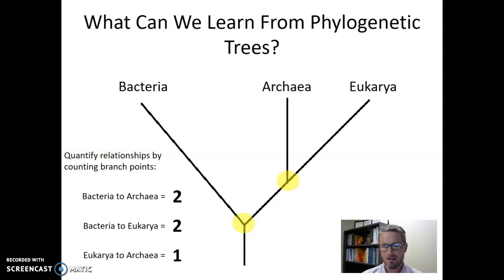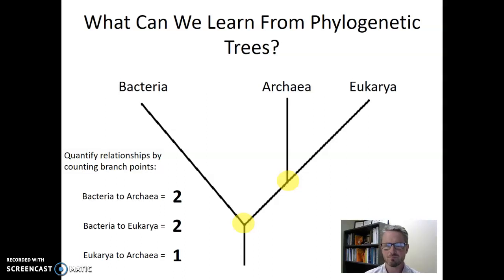So that's how we can analyze one of these phylogenetic trees. Identify the branch points, and then count the branch points that are between 2 organisms on the tree. And then we can compare the number of branch points. Fewer branch points tells us that that's a closer relationship. A greater number of branch points tells us that's a more distant relationship.